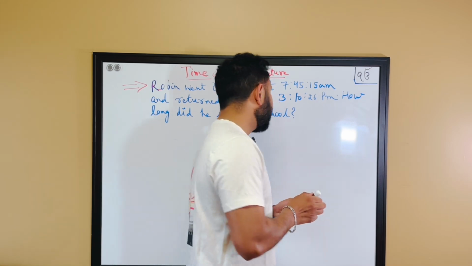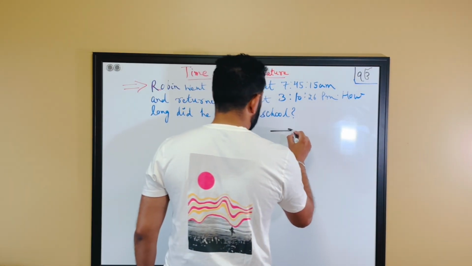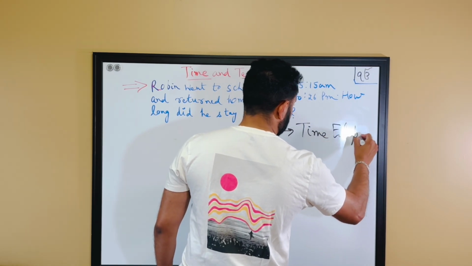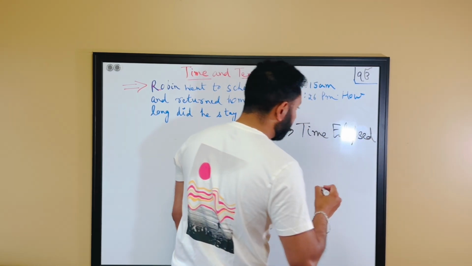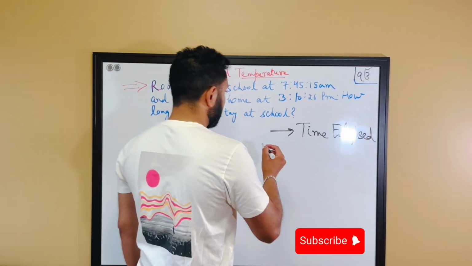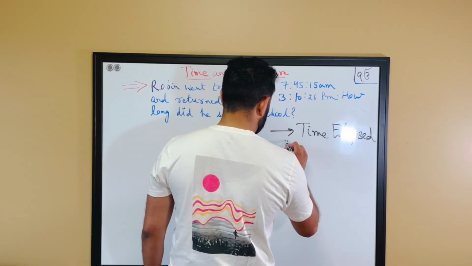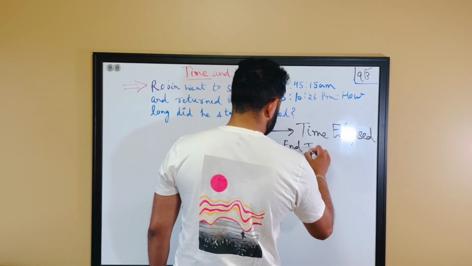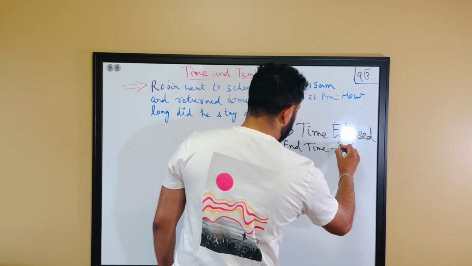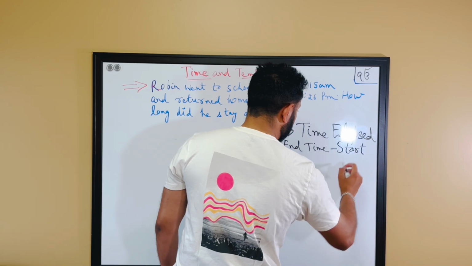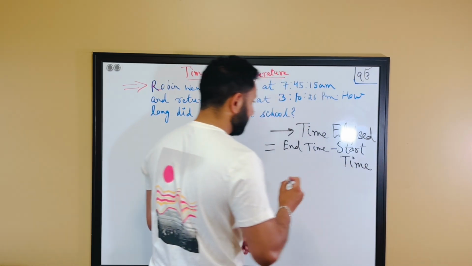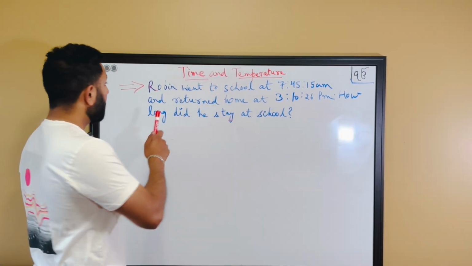So the second thing that we need to know is time elapsed. So what is time elapsed? Time elapsed is the amount of time taken by an event to happen. So the formula for time elapsed is end time, that means when the event ends, minus the start time, when the event starts. So now jump to the problem.